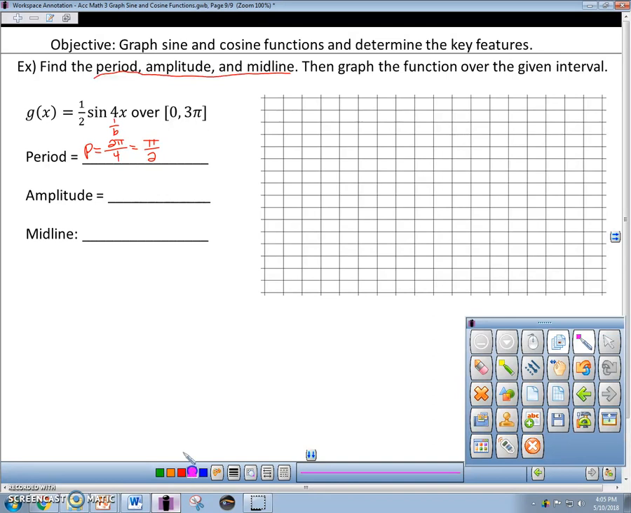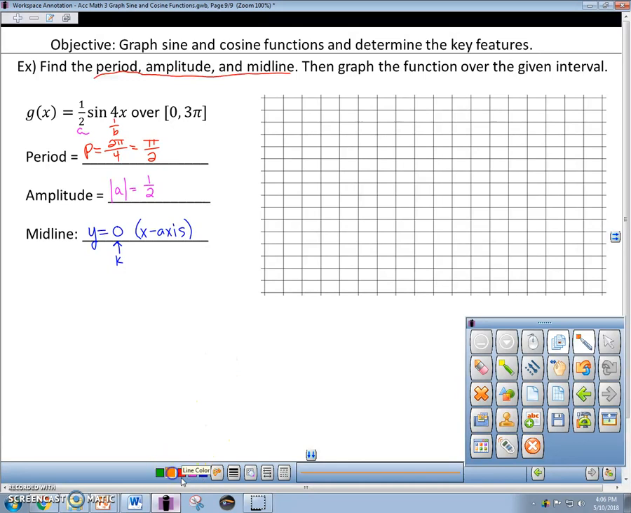The amplitude is the absolute value of a, and our a parameter is this 1/2. So that would be a half a unit. So basically from our midline, the relative maximum is a half a unit above that, and the relative minimum is a half a unit below that. And our midline, y equals k, is y equals 0, because our k value here, there's no plus or minus after the 4x, and so that is our k value right there. So that's our x-axis, by the way, in case you've forgotten about that. That's the equation of the x-axis. So the x-axis is the midline of this function.